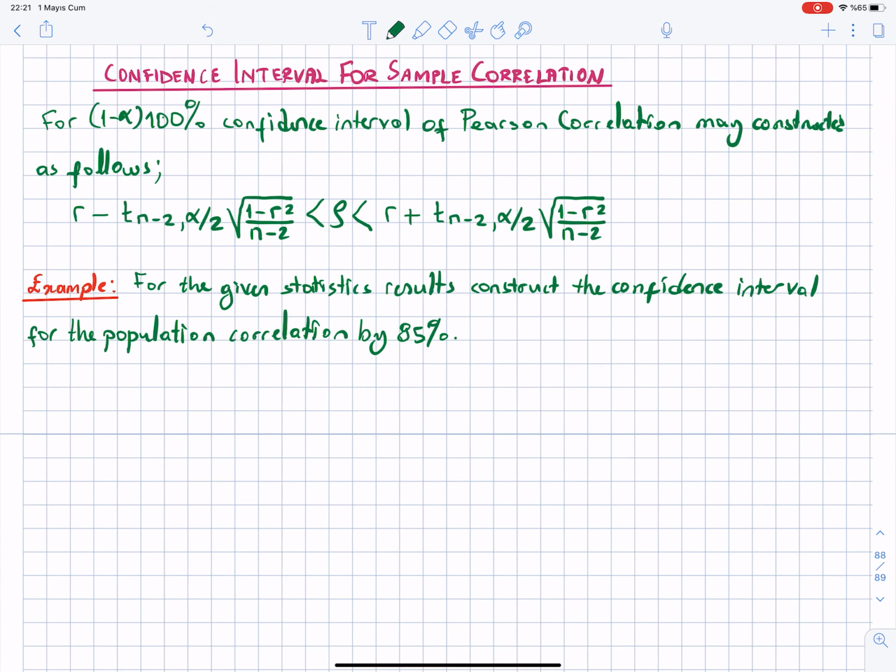Let me give you some values for the given statistic result. Let's say the Pearson correlation coefficient is given to be 0.91, and the sample size is given to be 42. That's all you need. Let's see what the lower bound is and what the upper bound is.